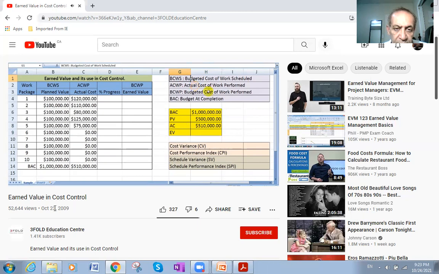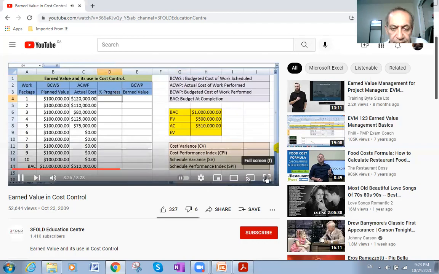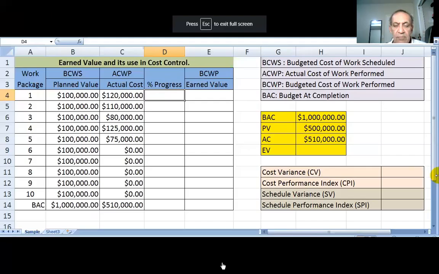But we know how much money we spent here, 510,000, but we don't know how much work we actually performed. That's why we cannot compare planned value and actual cost and decide how we are performing. So to know how much work we performed, we need to get the progress of each work package. We have different progress measurement techniques, and I will do a separate individual training session on how to measure the progress of the work package.